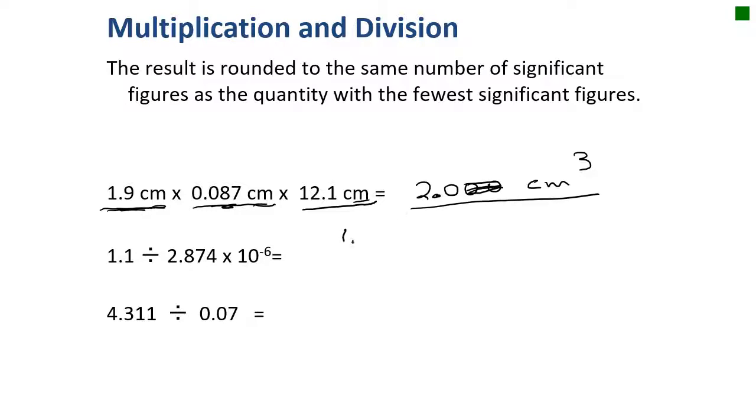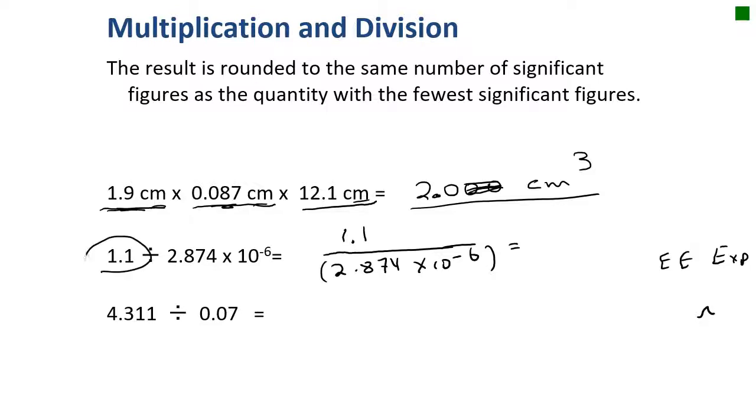If we take 1.1 and we divide it by 2.874 times 10 to the minus 6, make sure that you either know how to put 10 to the minus 6 in your calculator using the EE or the EXP key. If you don't and you use the little caret key, make sure you put that in parentheses, otherwise you're going to lose the 10 to the minus 6. When you're finished with the math here and you look at your sig figs, you need 2, and you're going to get 3.8 times 10 to the 5th.